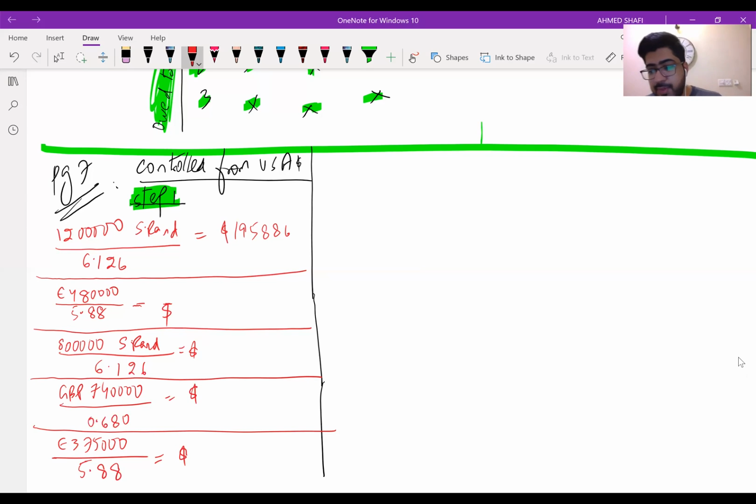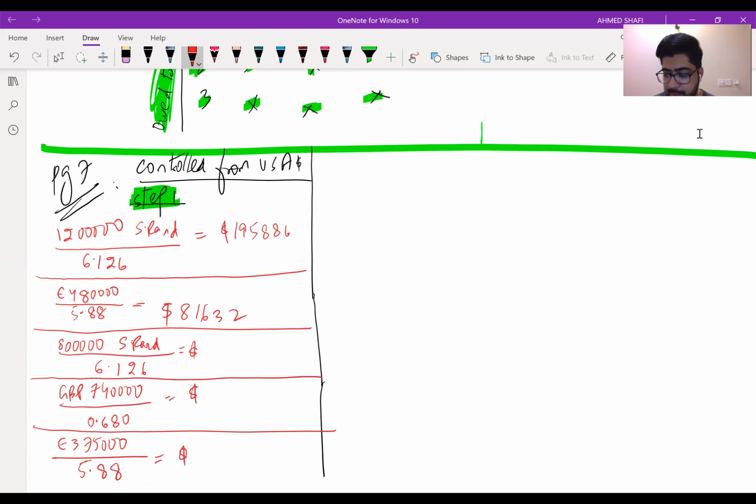The first step of netting is to convert all intercompany balances into one single currency. And what is that one single currency? It is dollar, unless mentioned otherwise, always the parent. Every transaction needed to be converted into dollars. Multiply or divide? Divide, because it's per dollar, indirect quote. I converted everything by dividing. So my answers are: 480,000 euros divided by 5.88 is 81,632.